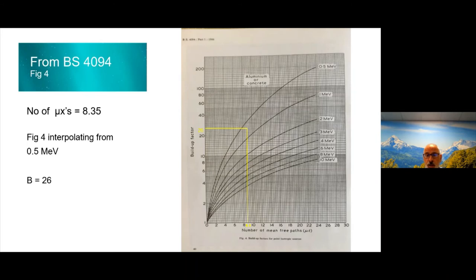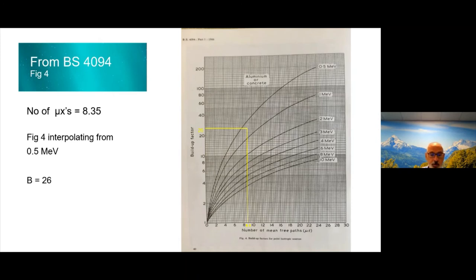So looking along the horizontal axis, you'll see that I haven't tried to be as accurate as 8.35. I've rounded that up to 9. So it's another source of error or estimate. And reading across by projecting up to my imaginary 0.66 line, I've then jumped across on the vertical axis and read off the build-up factor, which I have taken to be 26. So what we're now going to do is substitute the value of 26 into our amended formula. So that's B, the build-up factor, equals 26.